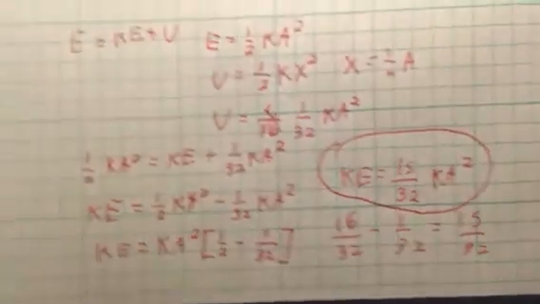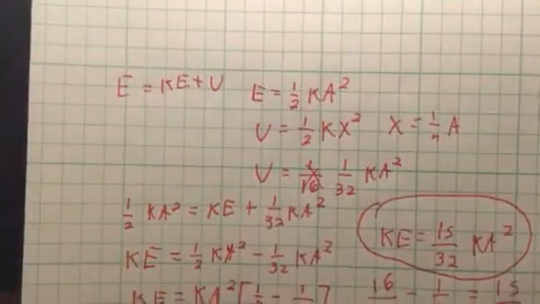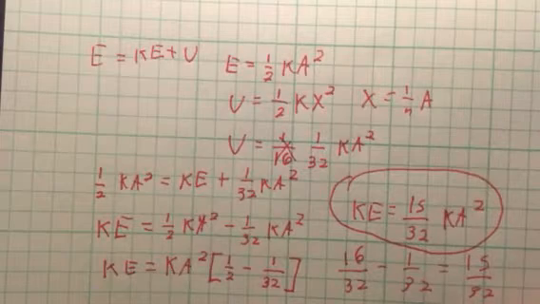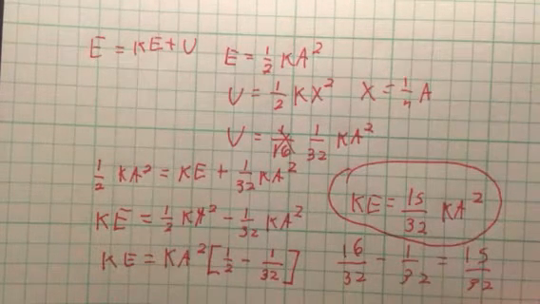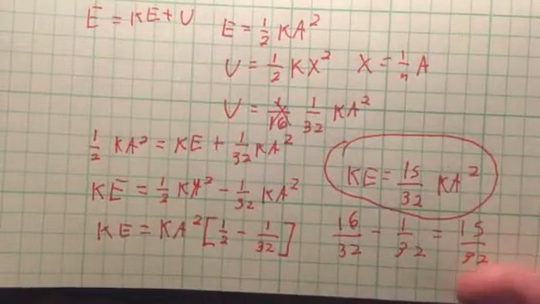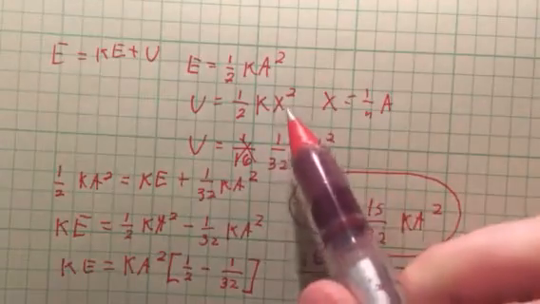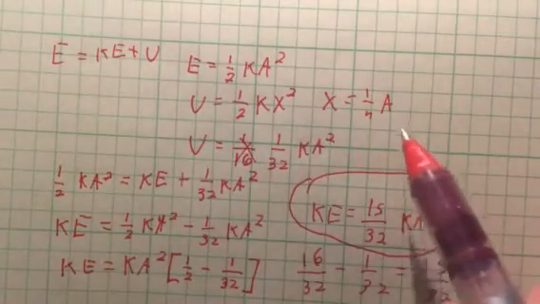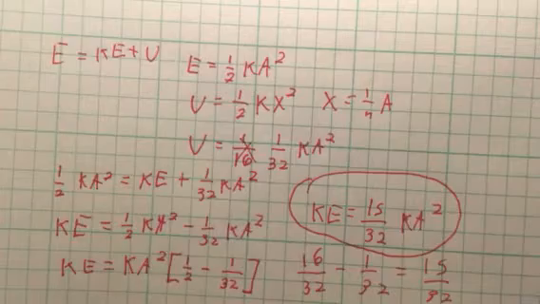Okay, so I hope that made sense. We just used conservation of energy in order to rearrange our equation and solve for the kinetic energy by solving for x at 1/4 of the amplitude. Okay, so that makes sense. Let's move on to part B.